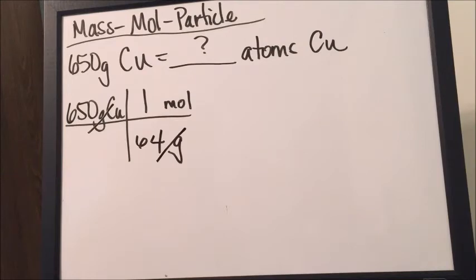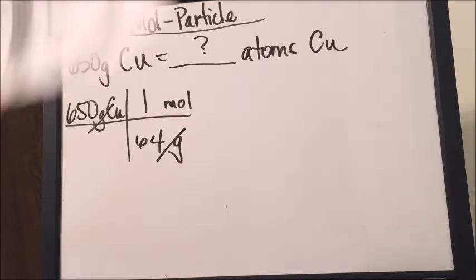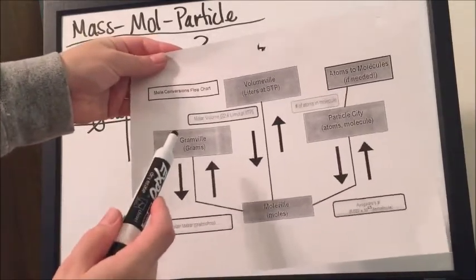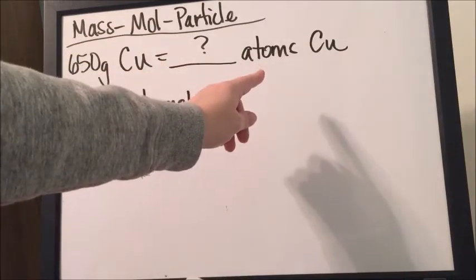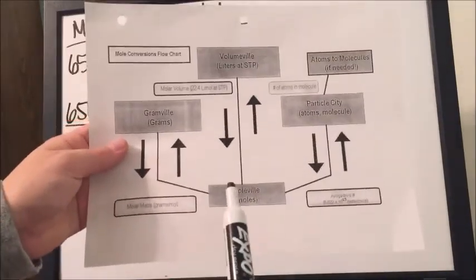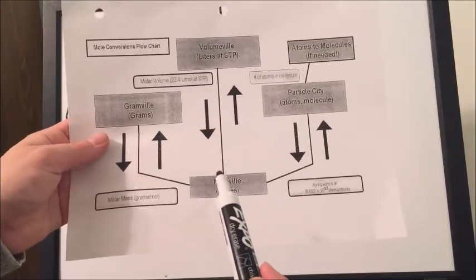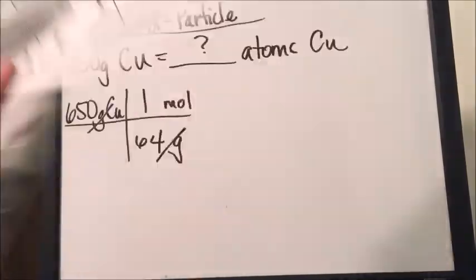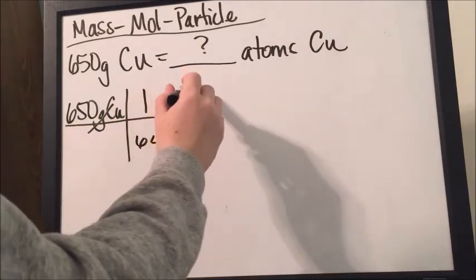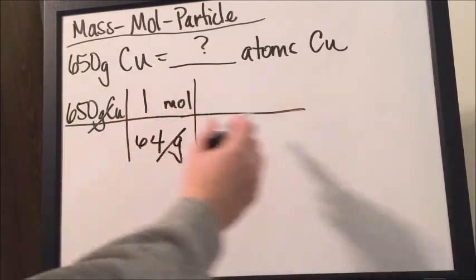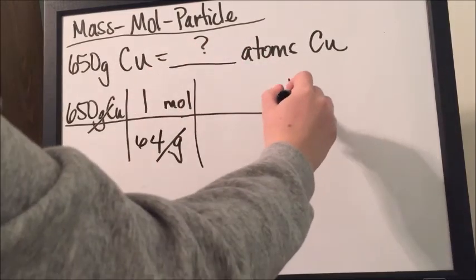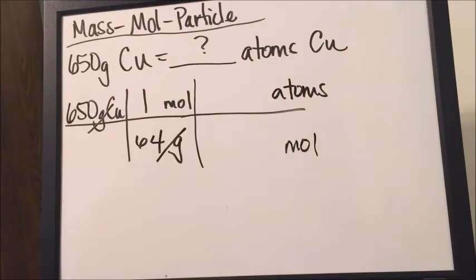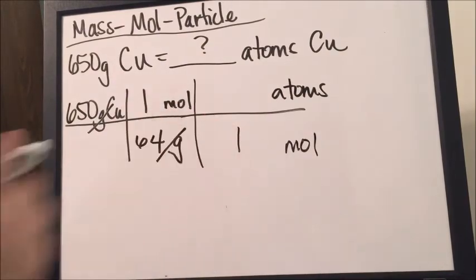Now we could stop and calculate that here, but I'm going to keep going. If we did calculate, we would have gone from grams, used molar mass, and now we're in Moleville. That's great, but that's not what my problem says. It wants atoms. So I'm here in Moleville, and I must make the jump to Particle City. I don't want moles anymore. Moles will be on the bottom. And this time I want atoms. Using my trick I just taught you, this is going to be a 1.